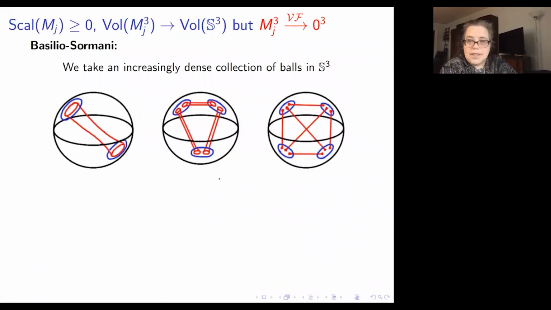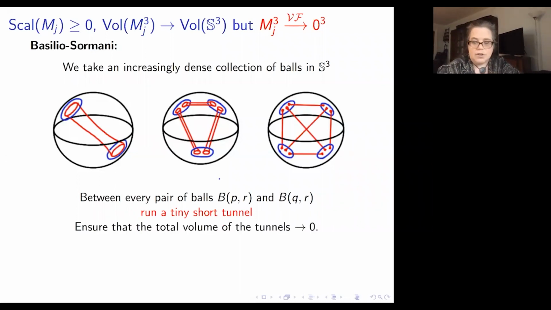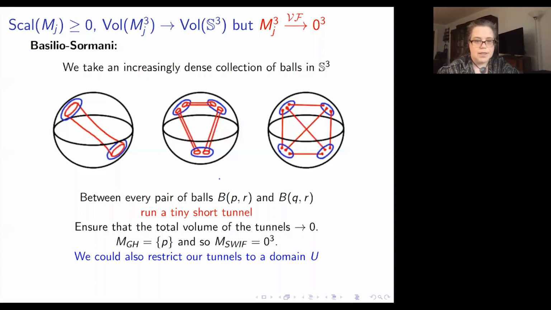We take an increasingly dense collection of balls in S3 and we connect them by tunnels. Now, these tunnels will be short and tiny tunnels. I know they look long here, but they're short and tiny tunnels. And notice this pattern where between every ball, we have tunnels running to every other ball. So this is a very nice transit system where you can run from anywhere without changing trains, okay? Ensure the total volume of the tunnels goes to 0 and your limit space is a single point, the GH limit is a single point, the Swift limit is the 0 space.